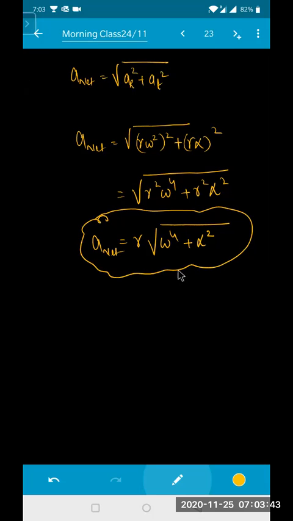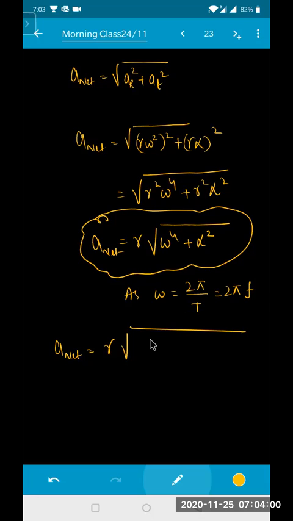Then in the same way, omega is equal to 2 pi by capital T, and that is equal to 2 pi into frequency. So net acceleration I can also write as A net is equal to R under root of omega value, which will be 2 pi into F whole to the power of 4, plus alpha square. You can write it this way also.